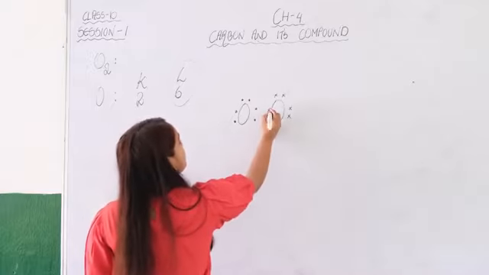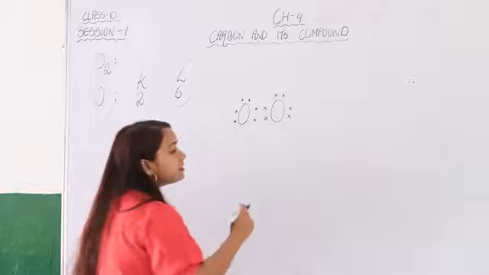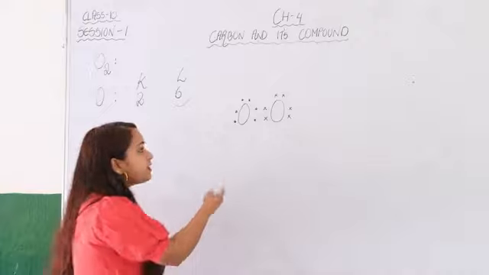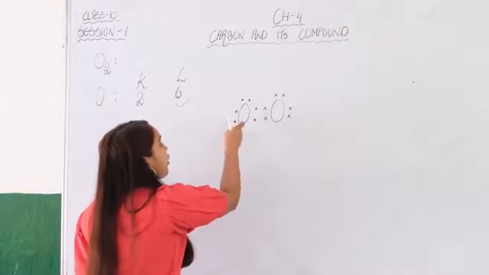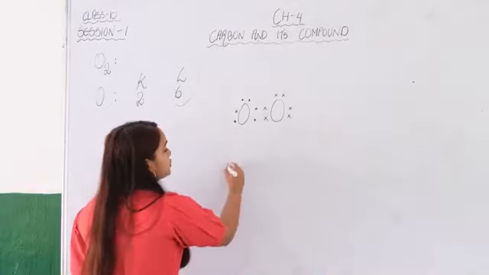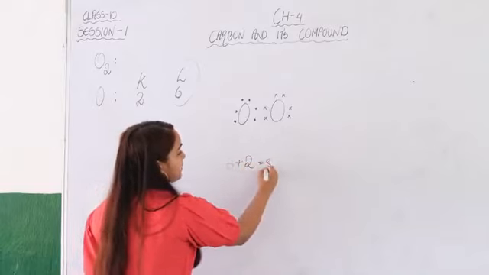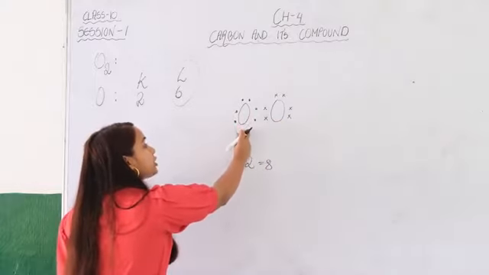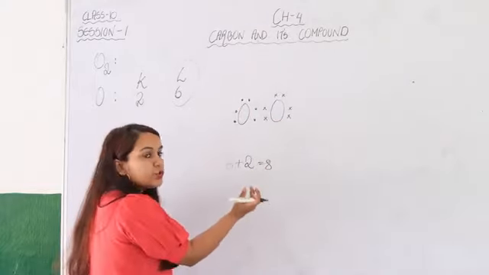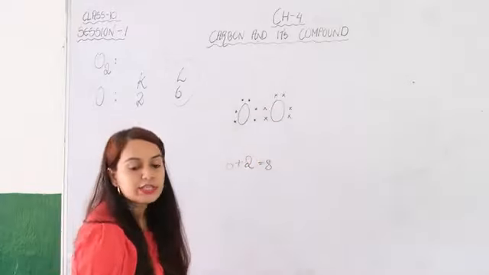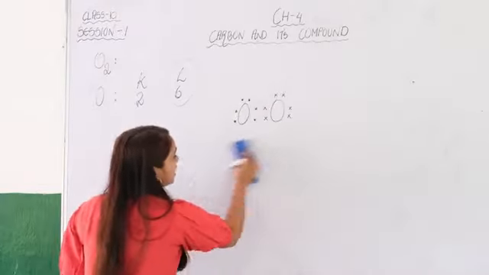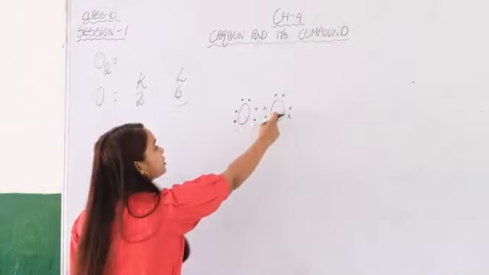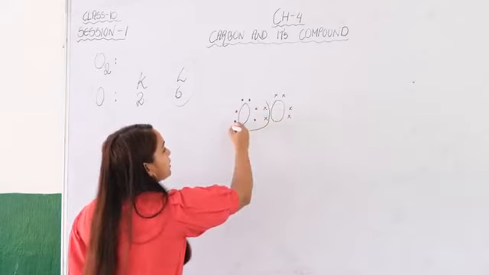Now both of these oxygen atoms need to attain stability. How will they attain stability? By sharing of electrons. This oxygen has 6 electrons. It needs 2 electrons to attain stability. So this oxygen atom tells the other oxygen atom, I will share 2 of my electrons with you. You also share your 2 electrons so that we will attain stability. Both of them agree and they start sharing their electrons. This oxygen gives its 2 electrons to the other oxygen.